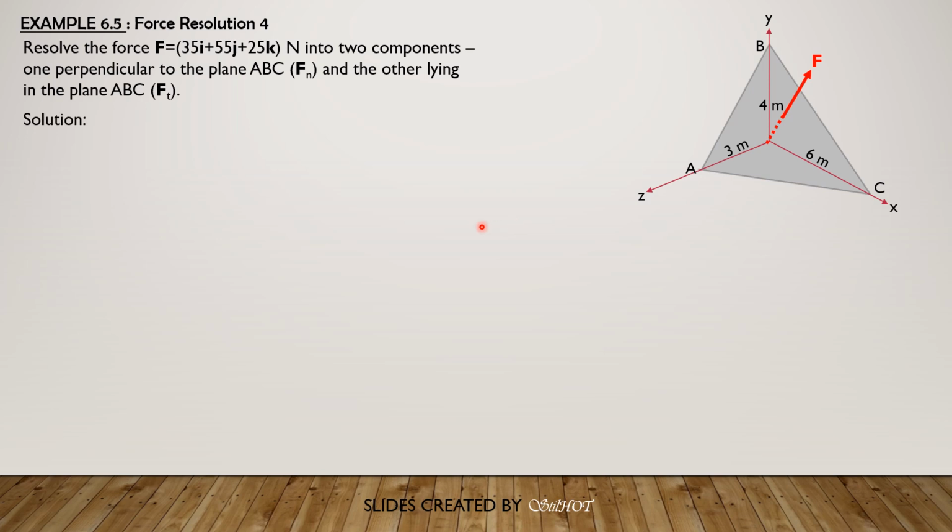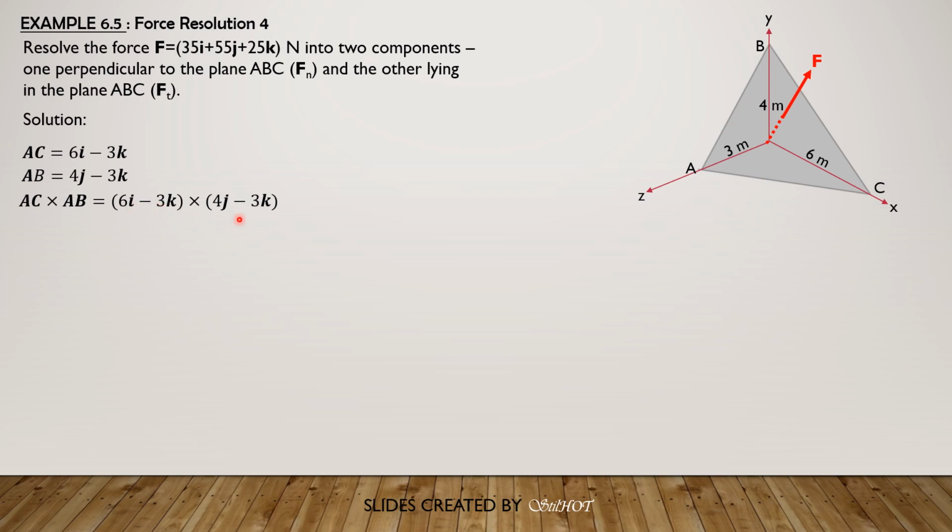From the figure, vector AC is equal to 6i minus 3k, while vector AB is 4j minus 3k. So it is backward 3, then upward 4. That's why it's 4j minus 3k. Let's obtain the cross product of AC and AB first to define a vector perpendicular to the plane. So 6i minus 3k cross 4j minus 3k.